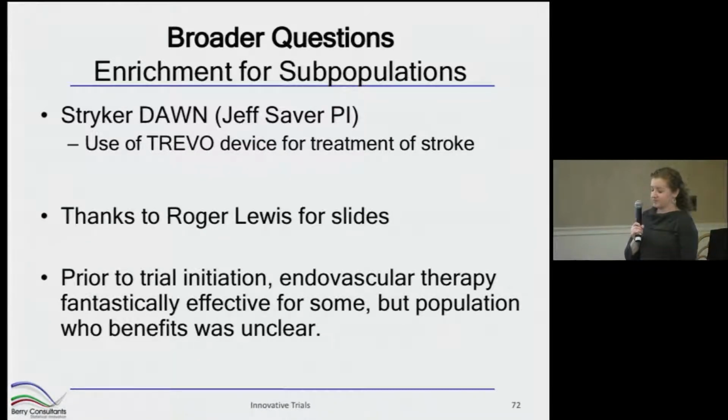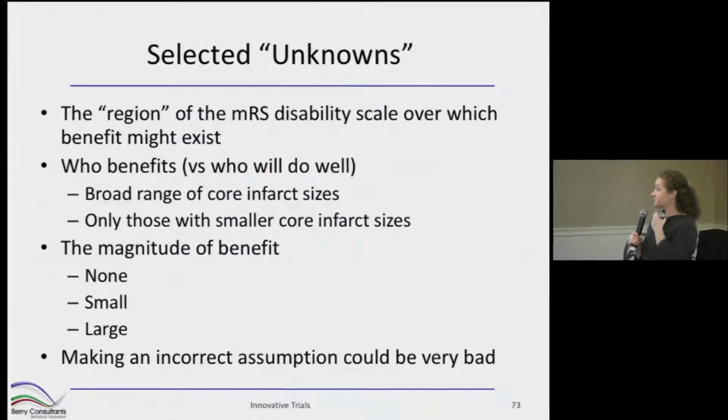Before the trial was started, there were some papers that came out showing that endovascular therapy was highly effective in some, but the population for where that benefit happens was a little unclear. So which patients are most likely to benefit from this treatment? At the start of the trial, the investigators sat down and tried to think about where there are uncertainties about this device. What are the things that we would like to learn in the trial? This slide shows the set of uncertainties that they listed, things that they don't know that they would like to learn.